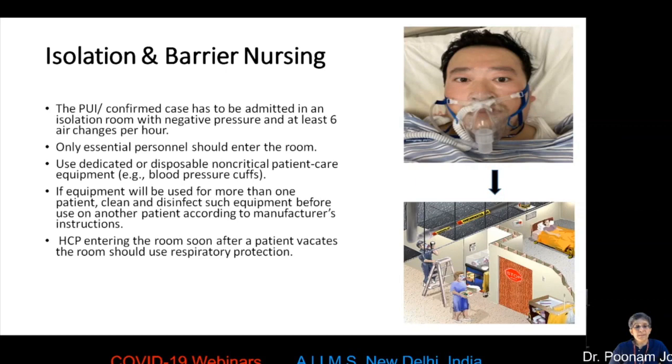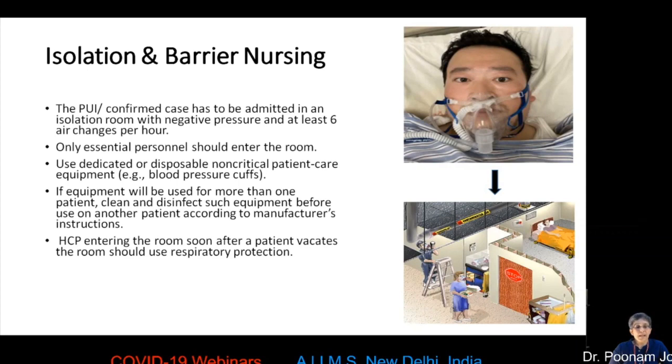Only the essential personnel should enter the room. We need to restrict the entry of all the healthcare professionals present in the ward or ICU. Only a few dedicated personnel should be allowed to enter the room. Make use of dedicated or disposable non-critical patient care equipment such as thermometers, blood pressure cuffs, saturation monitoring probes, etc. If the equipment is to be used for more than one patient, clean and disinfect such equipment before use on another patient according to the manufacturer's instructions.